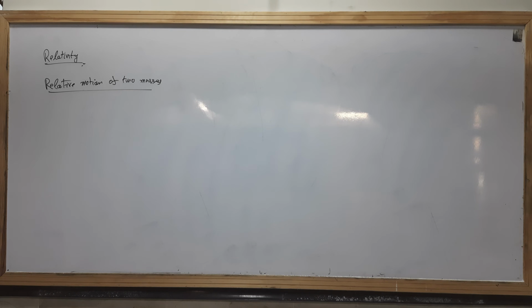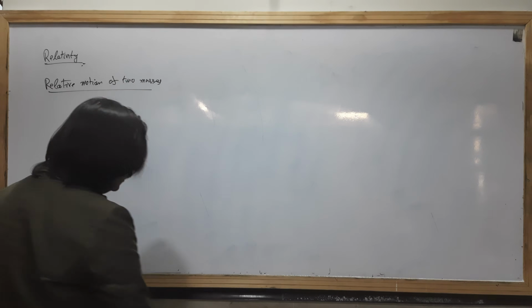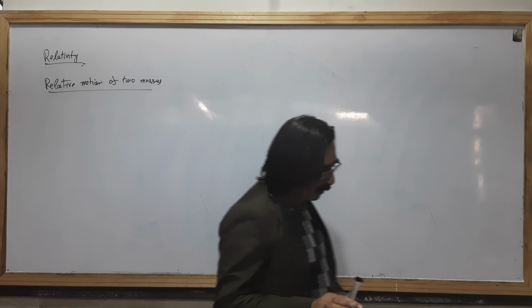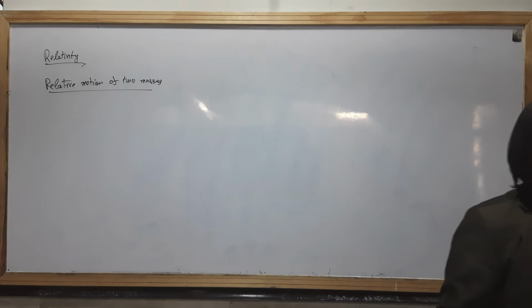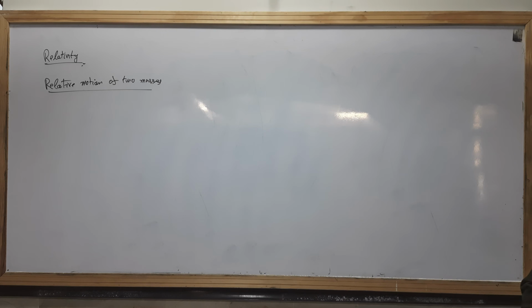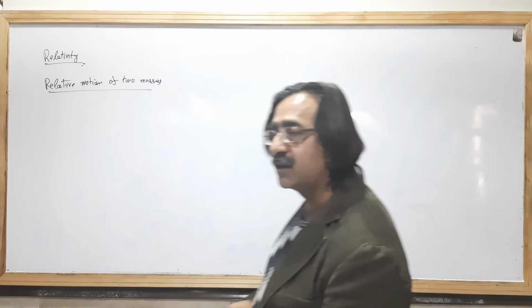We were discussing the relative motion of two masses. If two masses are moving, then how can you find the relative velocity and other things? The first thing we will discuss is the inertial frame. What is the meaning of inertial frame?